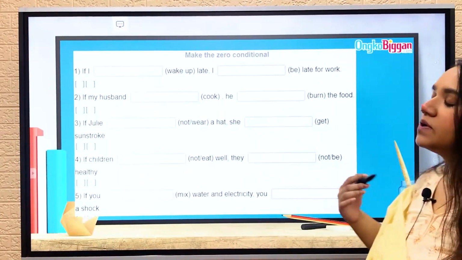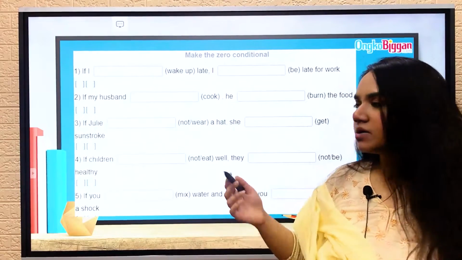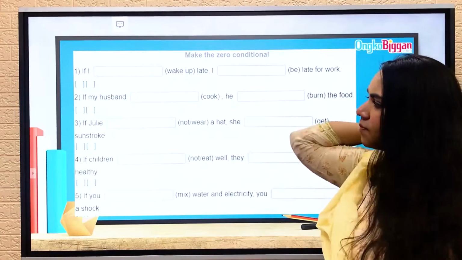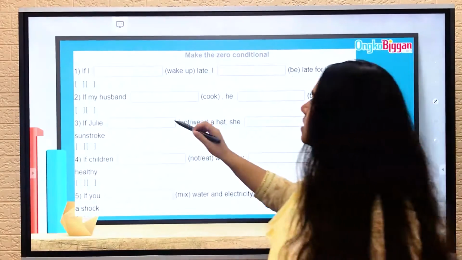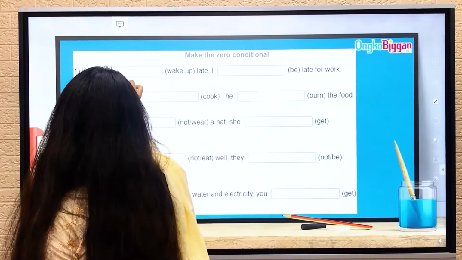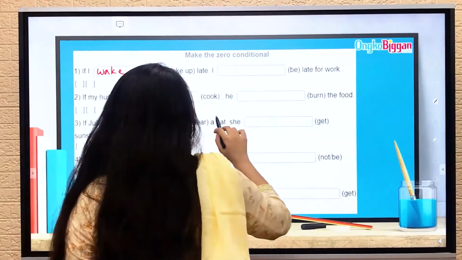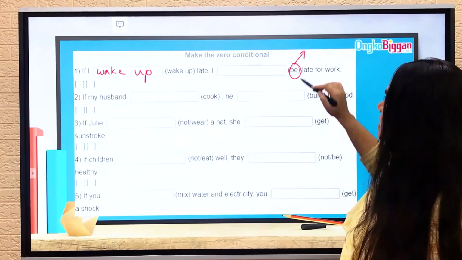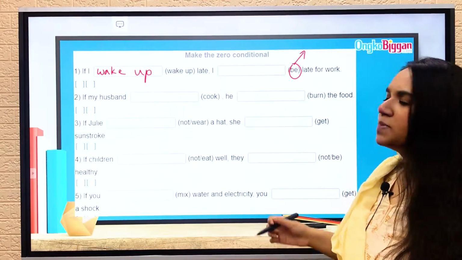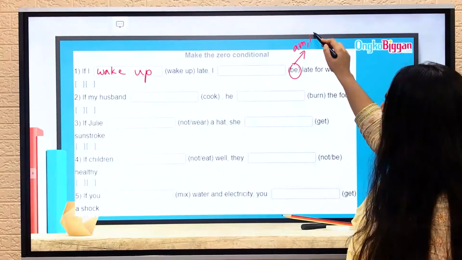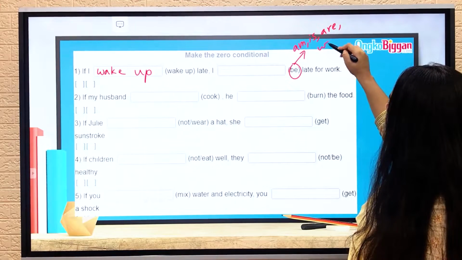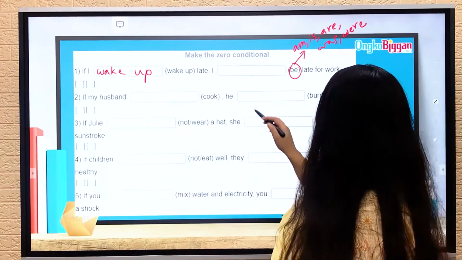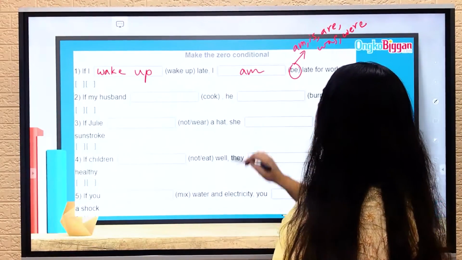Now, let's look at a few exercises where we are turning all of these blanks into different zero conditionals. If I dash, and in the bracket you see wake up. So what can I put here? I will put here, if I wake up late, I dash late for work. You see here, there is a be verb here. Do we remember what are the be verbs? There are 5 be verbs: am, is, are, was, and were. So what can we put here? If I wake up late, I am late for work.